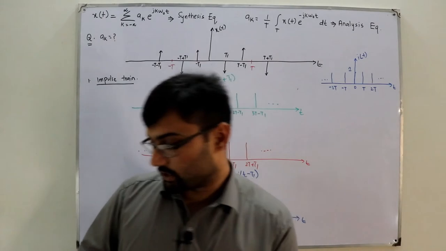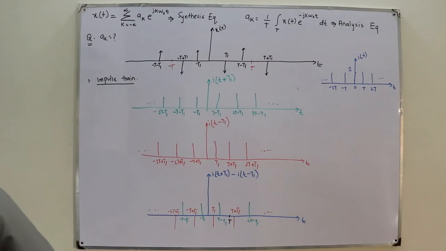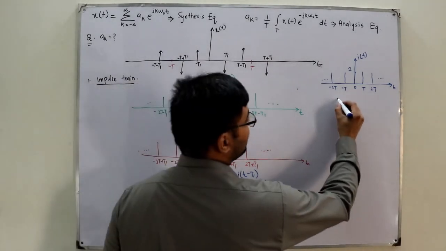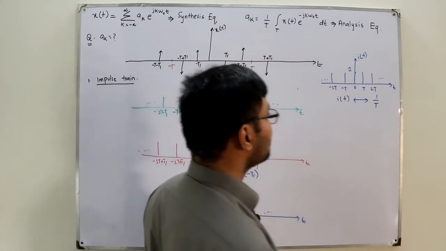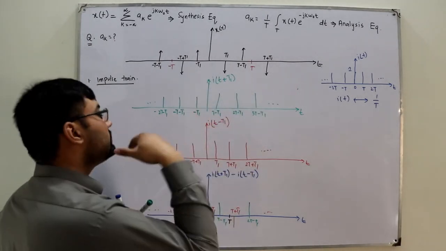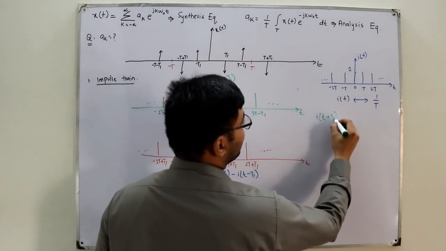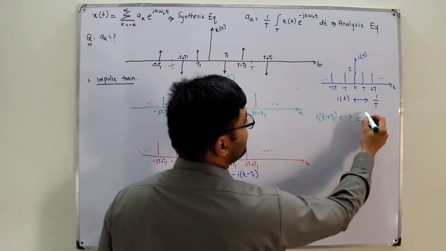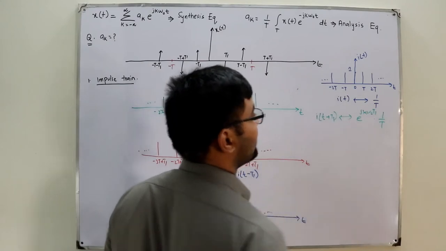So which means that now I have another direction to solve my answer. And what is that direction? I know that this blue impulse function has Fourier coefficients equal to 1 upon T, right? Now, if I shift it toward the left, this is x of t plus t1. This means I have to multiply the Fourier coefficients by e to the jk omega naught t1. This is what it is.